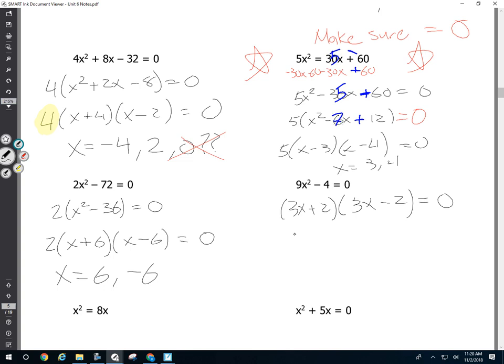Make sure you have the equal 0. Take each piece, set it equal to 0. Solve. Subtract 2, divide by 3. X equals negative 2/3 here. Well, x will equal positive 2/3 over there. If you take 2/3, square it, multiply it by 9, subtract 4, you will get 0. If you take negative 2/3, square it, multiply it by 9, subtract 4, you will get 0. I guarantee.